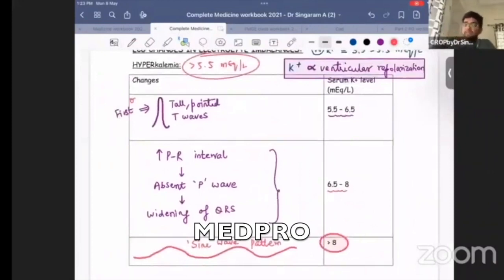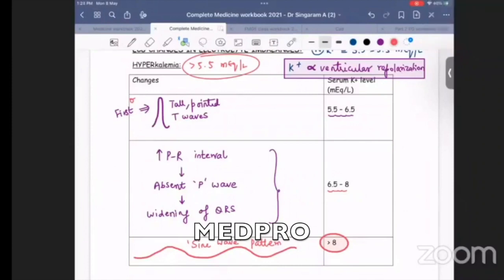Able to follow this? Is that clear, everyone? Able to follow this? Okay, just give me a minute. You copy down this finding. Just a minute.